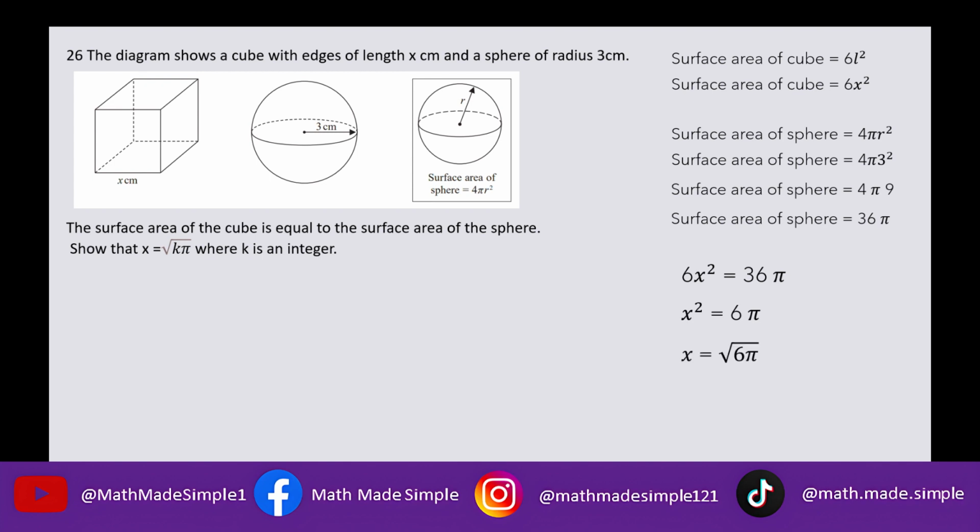And if I check, that is in the form x equals the square root of k pi, as k equals 6, but it hasn't asked me for the value of k, so I would just leave it at that.